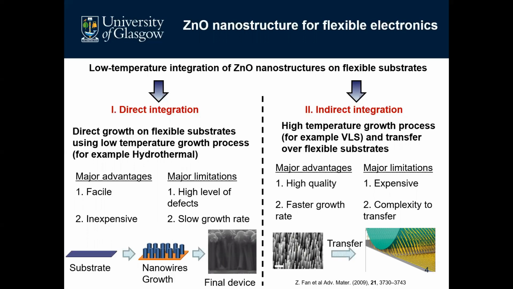To mitigate these disadvantages, the indirect integration approach has been tried. In this approach, the nanostructures are grown at high temperature using the CVD process, for example, which gives high quality material at a faster growth rate. Then these as-grown nanostructures are transferred over flexible substrates using printing approaches such as contact and transfer printing. The limitation of this process is that it is a bit expensive compared to direct integration, and it also has more complexity because of the printing steps.